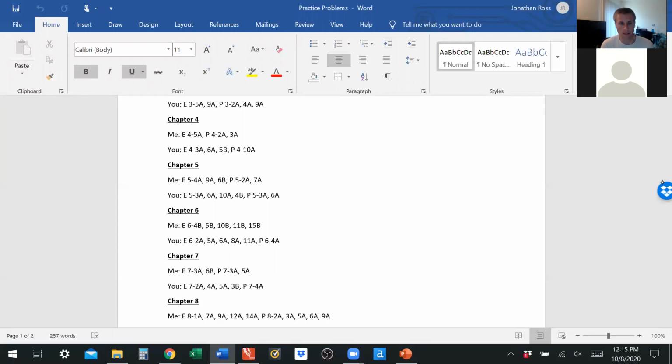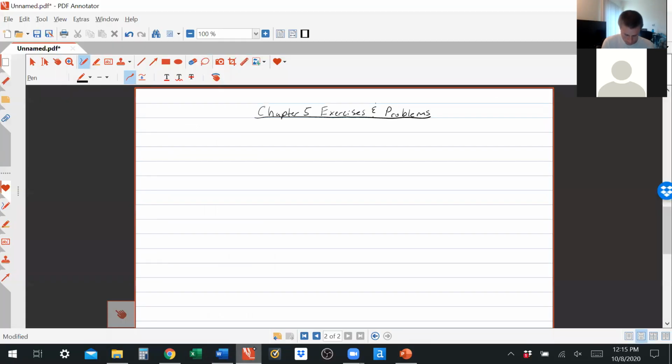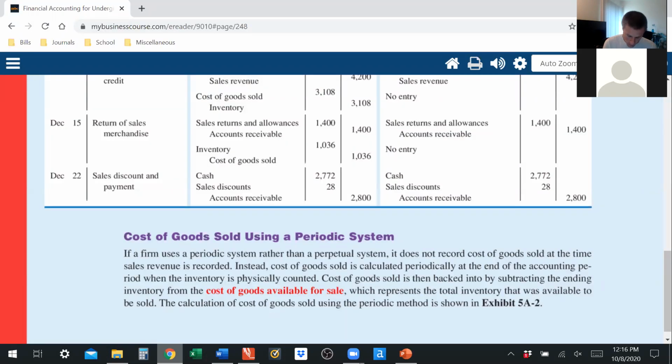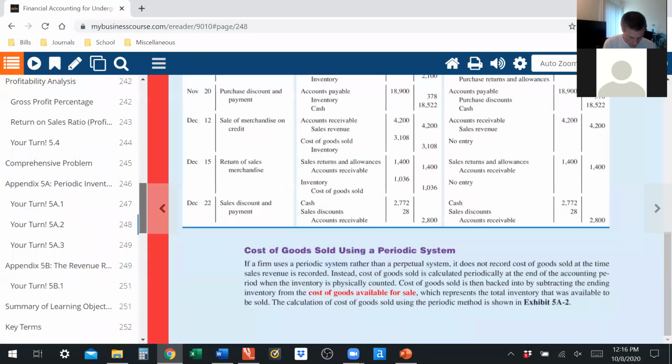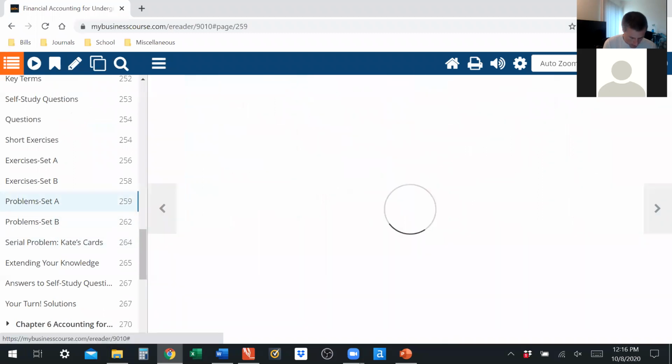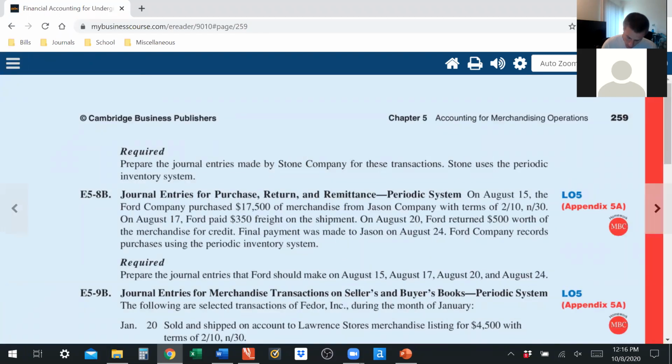So let's do that first. And then with remaining time, we will do any of these other ones that we have time for. So let's first do problem 5.7a here. Let's go to the book and jump ahead to problem set A, and we're going to go to number 7.